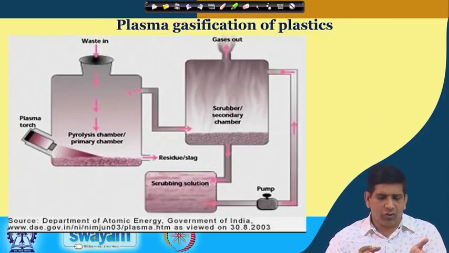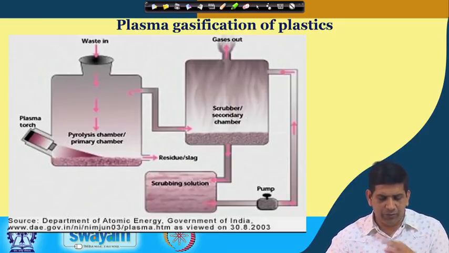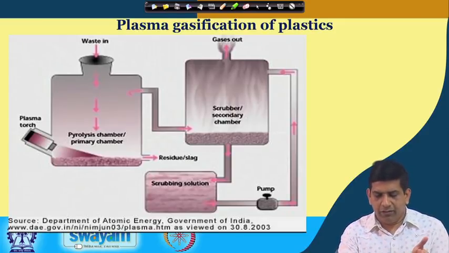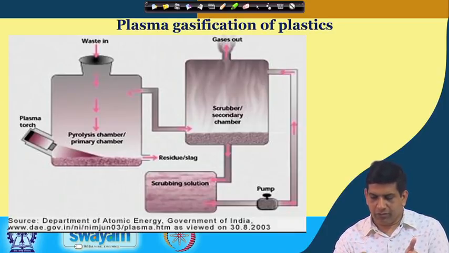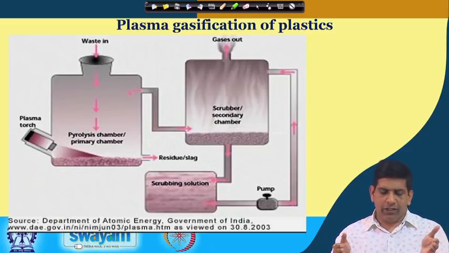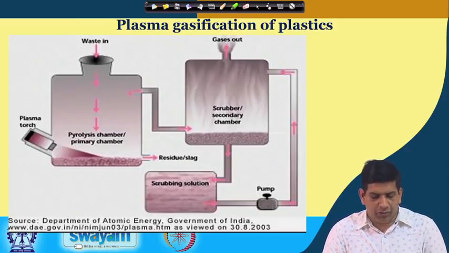Here the plasma torch is being used, the waste is coming in, and it goes into the pyrolysis chamber, which is the primary chamber. From the primary chamber things go into the secondary chamber, which is also known as the scrubber, and gases will be collected out. There is a scrubbing solution which will come out, and then things go back in here. There is a plasma gasification process developed by the Department of Atomic Energy, Government of India.